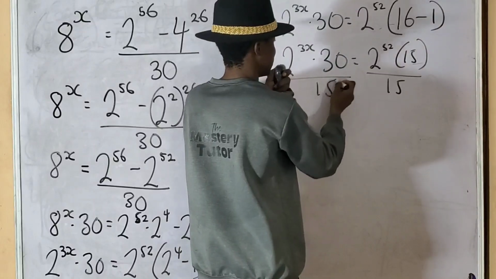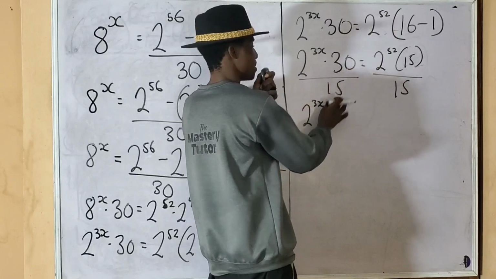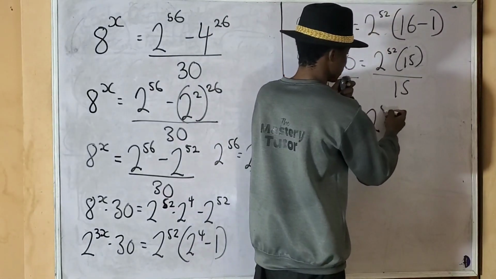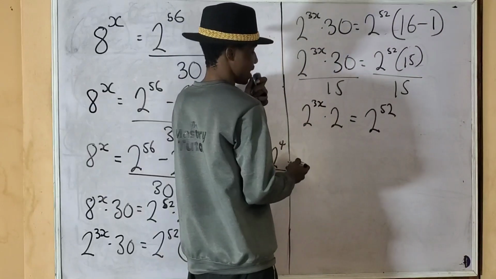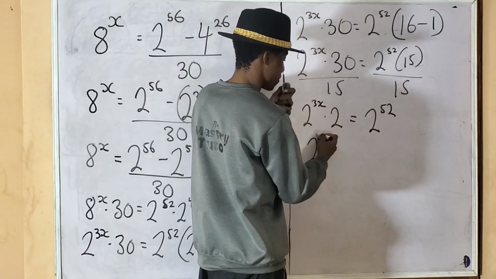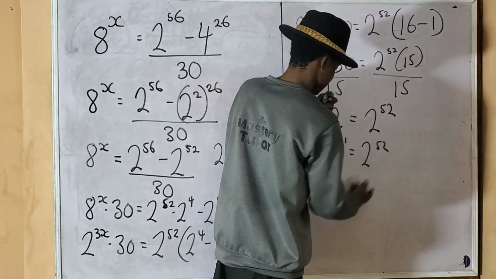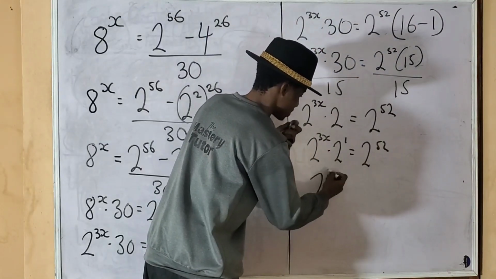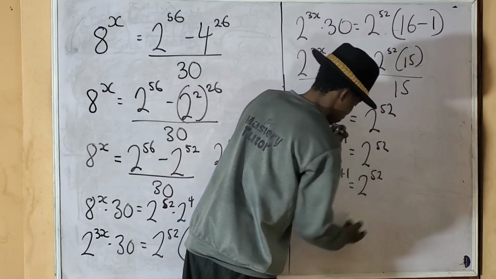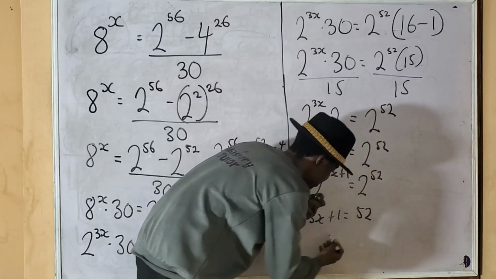Are you getting it? So here I'm going to have 2 raised to the power of 3x. 30 divided by 15, that is 2. So I'm going to have multiplied by 2 is equals to 2 raised to the power of 52, right? Now, do you know that 2 is also the same thing as 2 raised to the power of 1? So I'm going to have 2 raised to the power of 3x multiplied by 2 raised to the power of 1 equals to 2 raised to the power of 52. Now, I can write it as 2 raised to the power of 3x plus 1 equals to 2 raised to the power of 52.